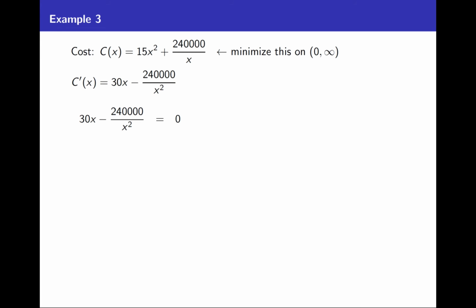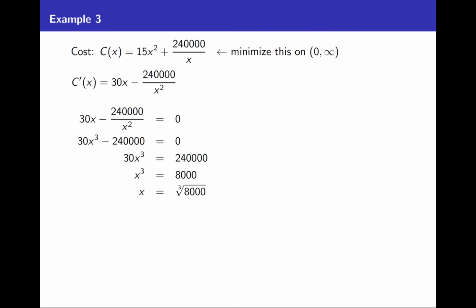Okay, we got two x's. I think we could clean it up. We could multiply both sides of this equation by x squared to get 30x cubed minus 240,000. I'm sorry, not yet. Let's add 240,000 to both sides. And now we can knock those numbers down a little bit by dividing both sides by 30. We get x cubed equals 8,000.